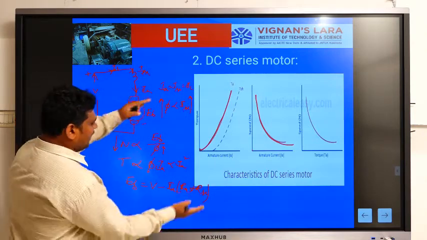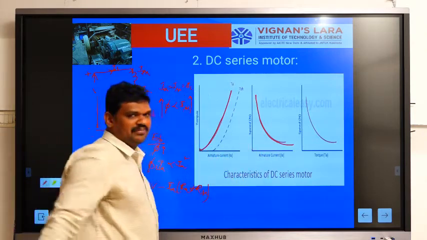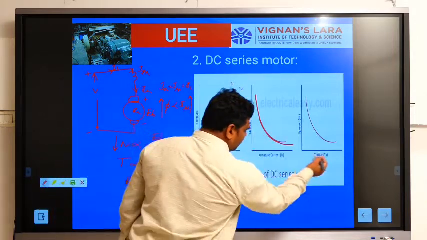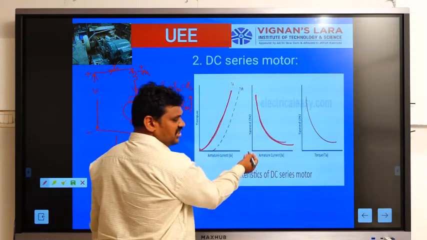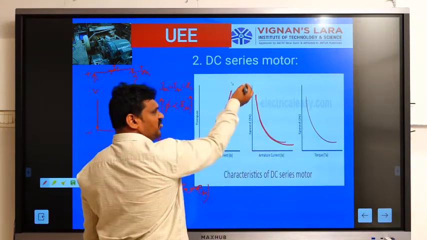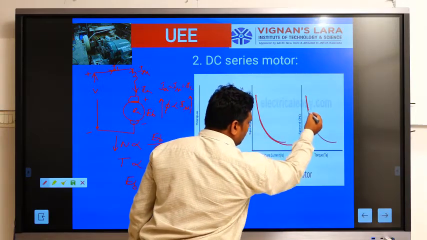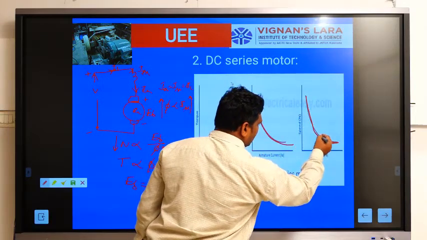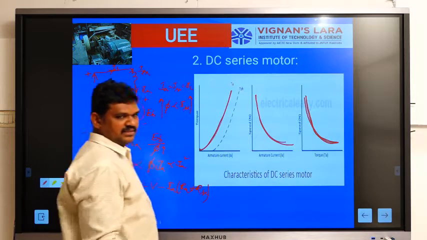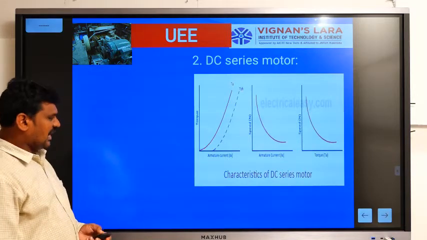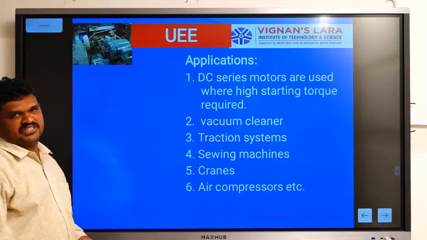So combining these two gives the mechanical characteristics, the torque versus speed. When the torque is 0, the armature current is 0. When the armature current is 0, we get a very high speed. So now it is also the parabolic, hyperbola characteristics. Yeah, the hyperbola characteristics. So these are the characteristics of the series machine.